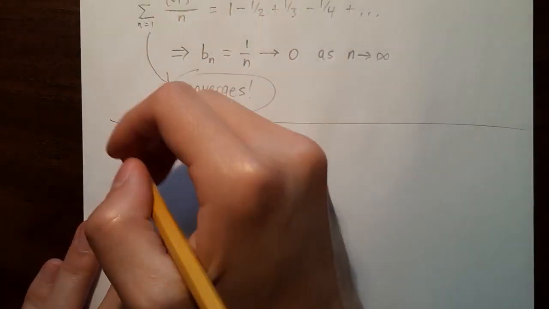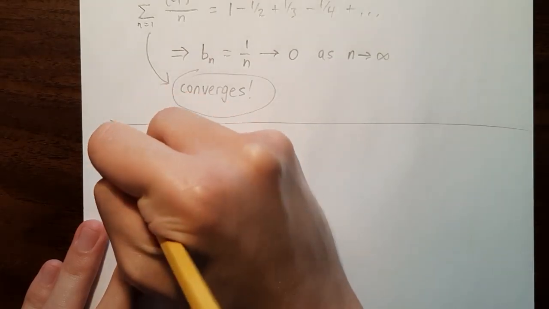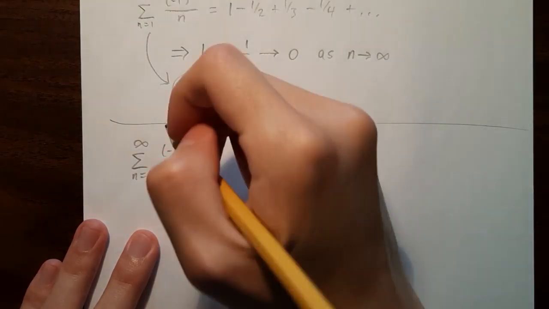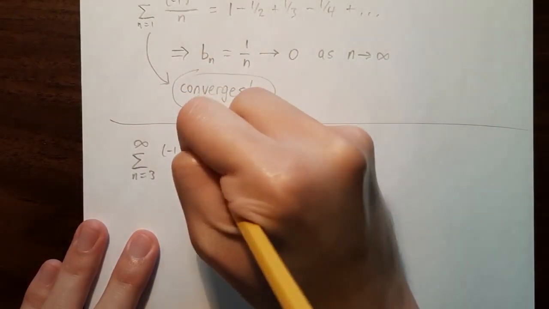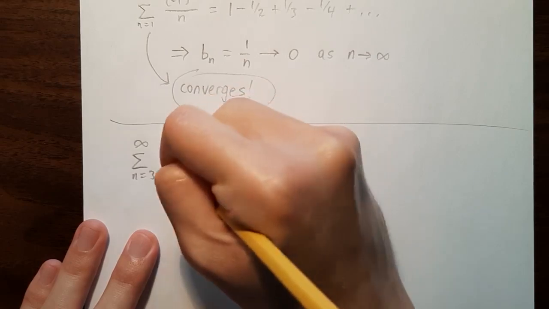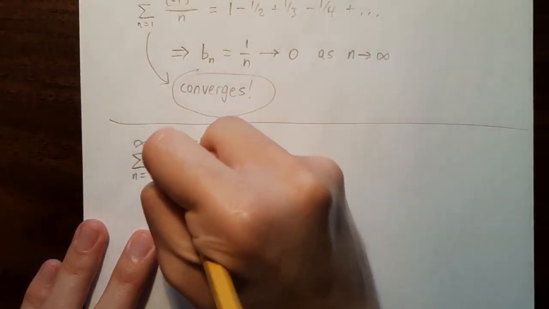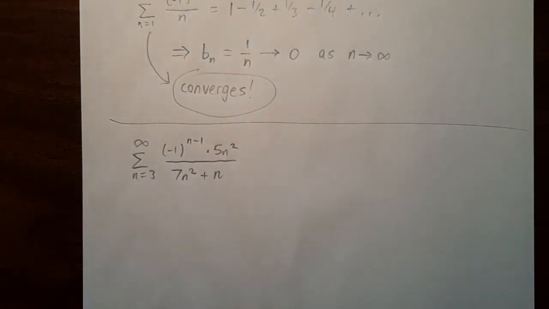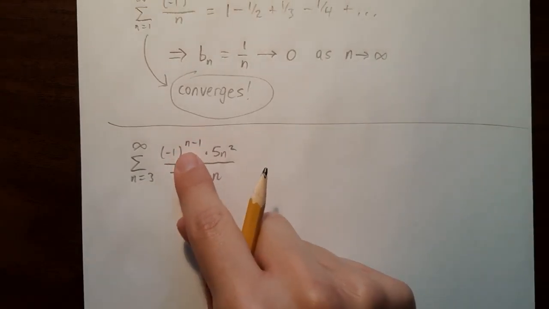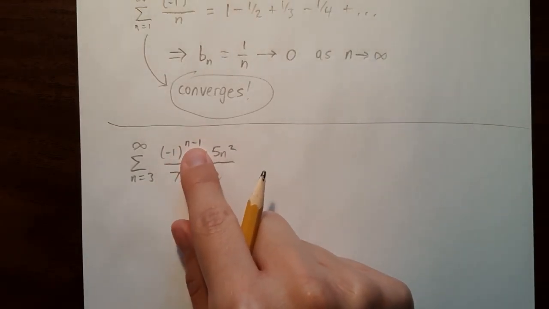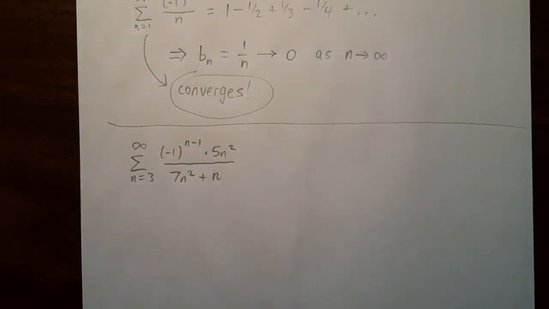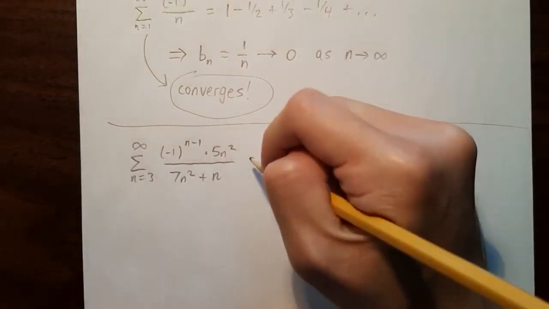All right, so here's a little bit of a more complicated one. The sum from n equals 3 to infinity of negative 1 to the power n minus 1 times 5n squared divided by 7n squared plus n. All right, so in this case, we have negative 1 not to the n, but to the n minus 1. But the alternating series test doesn't care if you switch out which terms are positive and which ones are negative. It still works.